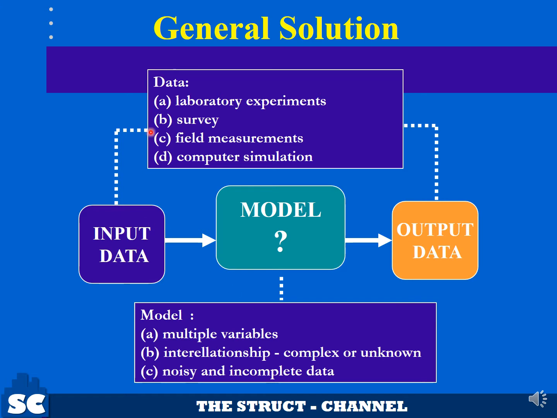To model a system, we need data, which can be obtained in various ways depending on the problem. Laboratory experiments, survey, field measurements, or computer simulations. The data is grouped into input and output data, and a model can be derived from this data. The model may be simple or complex and often governed by both known and unknown multiple variables with their interrelationship generally unknown, nonlinear, and time varying.